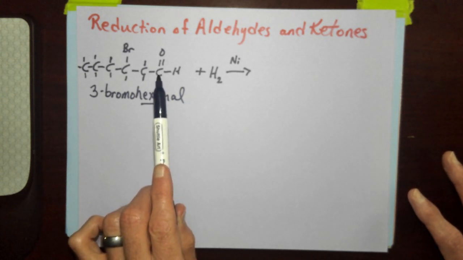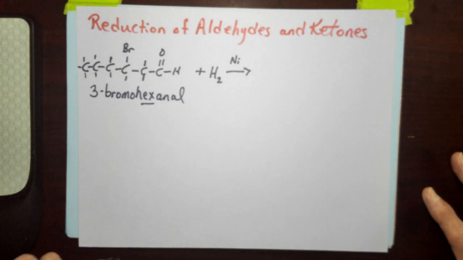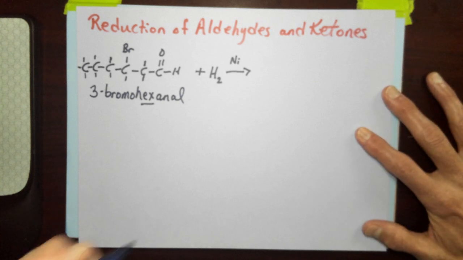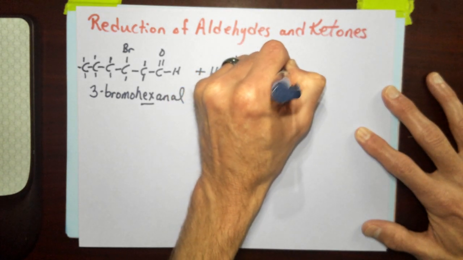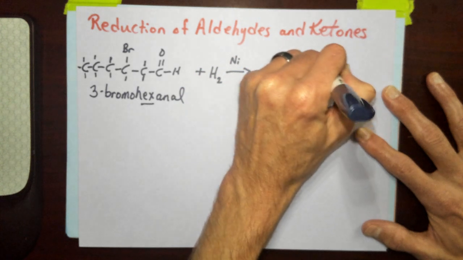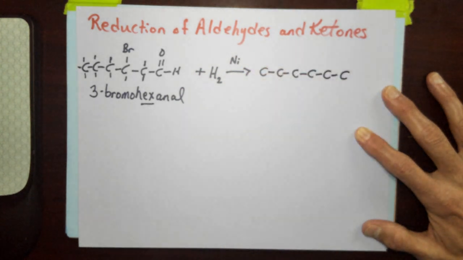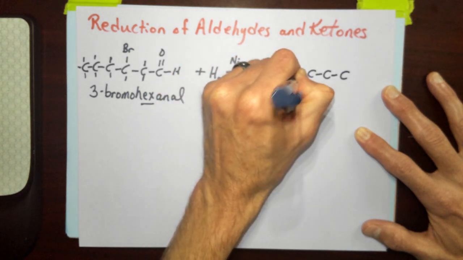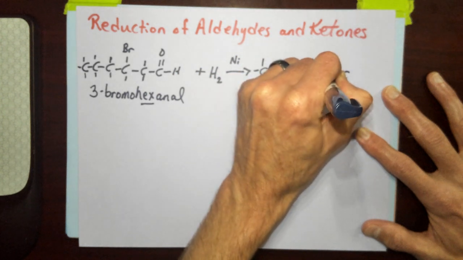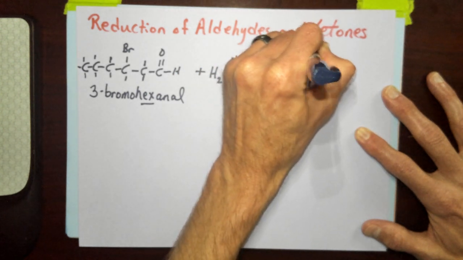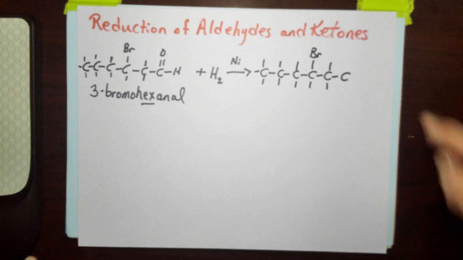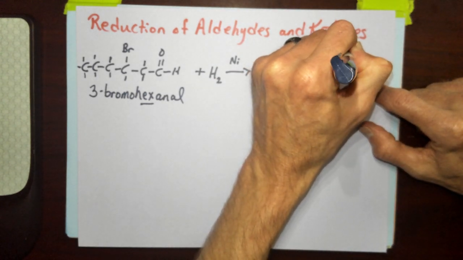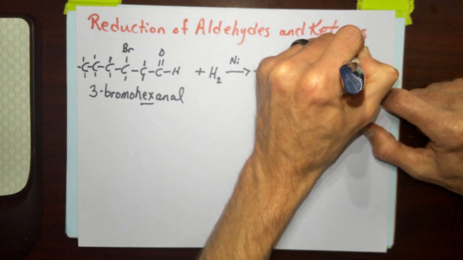So we've got 2 carbon-oxygen bonds there. We're going to reduce that to 1 carbon-oxygen bond. Okay, so when we do that, 1, 2, 3, 4, 5, 6. There's the 6 carbons. There's the backbone. The bromo is still on the 3rd. Now on this aldehyde, we're reducing the carbon-oxygen bonds, so now we only have 1 carbon-oxygen bond.